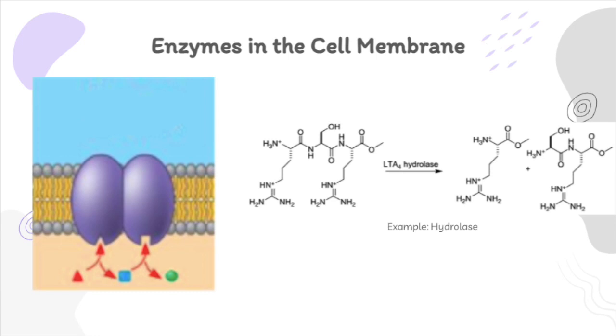Enzymes are made of amino acids linked together by peptide bonds. When they are embedded in the membrane, they can transform molecules into other forms. For example, hydrolase uses water to help break down larger molecules.